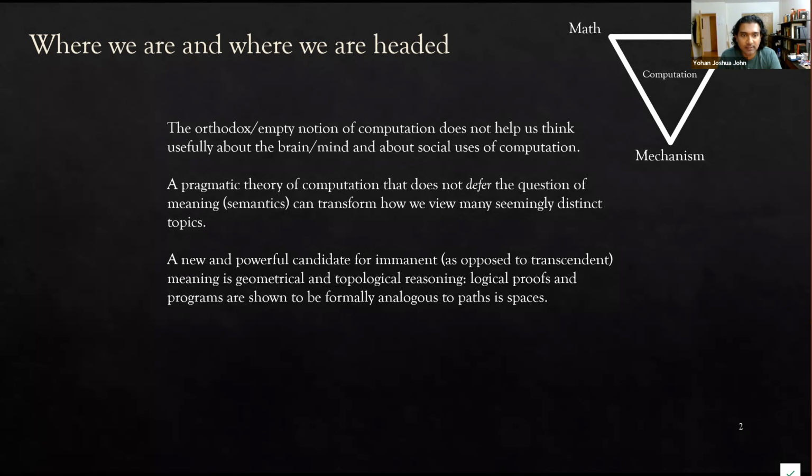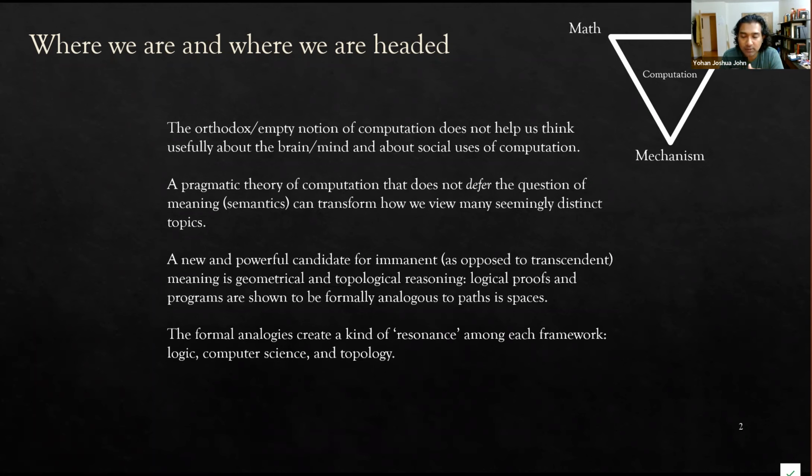And that candidate is focused on geometric and topological reasoning, or the intuition that comes from thinking in geometrical and topological ways, which can be made formal. Logical proofs and programs have been shown to be formally analogous to paths in spaces. So there's this Curry-Howard-Lambek isomorphism that has proven very powerful, and a lot of the mathematicians and CS people are pretty excited about it. For people outside those fields, you can feel the palpable excitement of all of this.